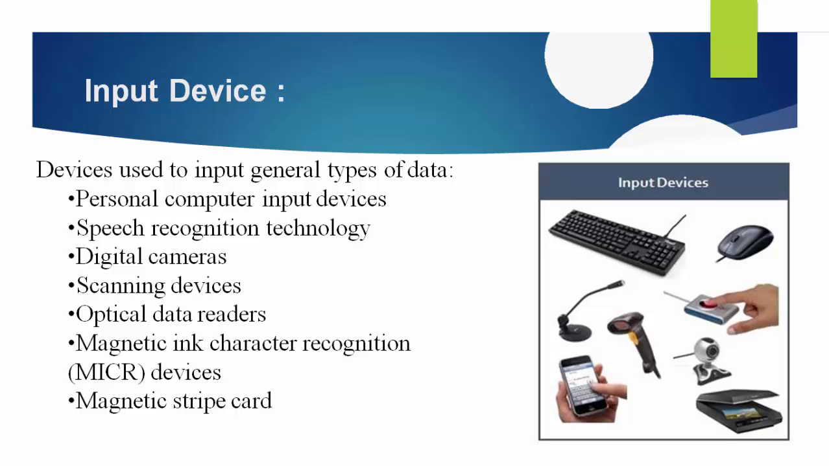So optical data readers are used for barcode reading or billing purposes. Magnetic ink character recognition is nothing but MICR devices, which are used for banking purposes. These MICR devices are used only for checking the bank checks.